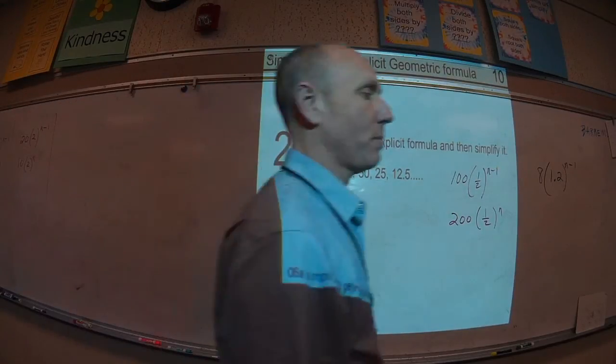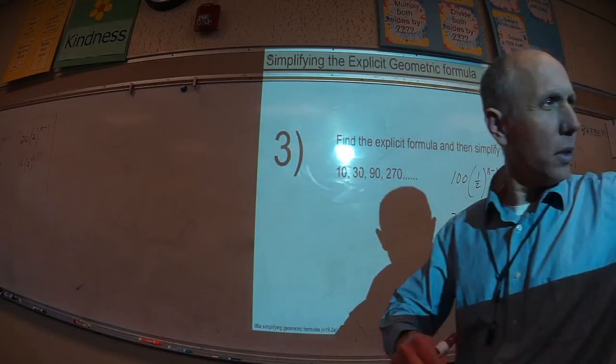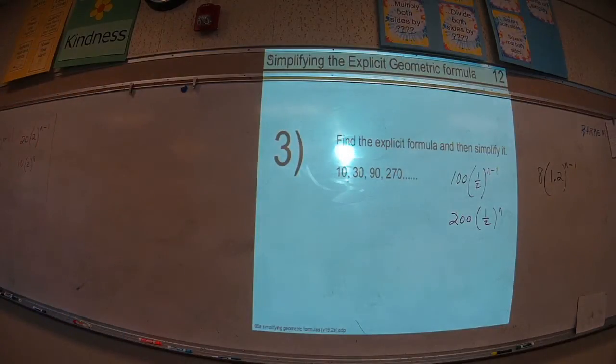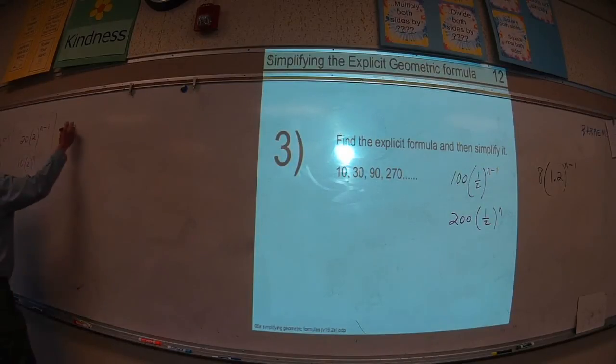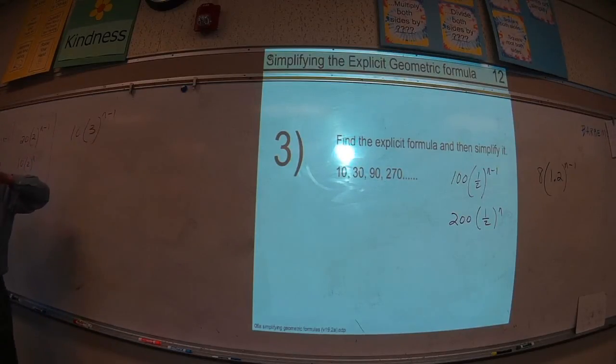Good. Do number 3 for me. Create the explicit, unsimplified version. No, it starts with the first term. You're already trying to simplify. I knew that. 10, 3 minus 1. I did the simplified version first. When you simplify it, it's going to go decimal.